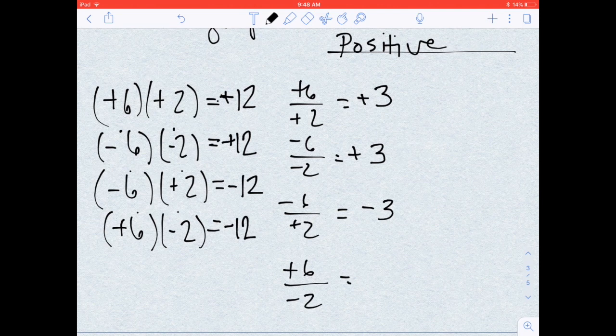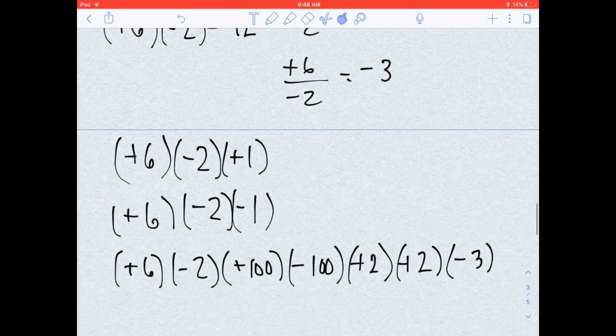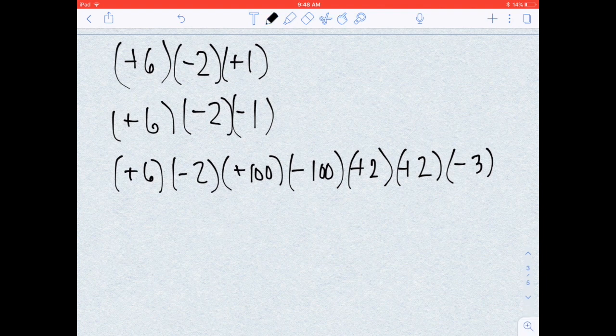+6 divided by -2. I have an odd number of negatives. I have one negative. Negative answer. Okay, so let's extrapolate a little. On these, I used our original equation and then added some more to it.